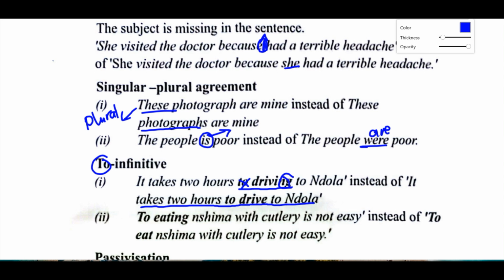This now becomes okay. So "to eating Ishima with cutlery is not easy," instead of "to eat Ishima with cutlery is not easy." But if we omit "to," then we have "eating Ishima with cutlery is not easy." So that becomes correct. So that's it for this video.